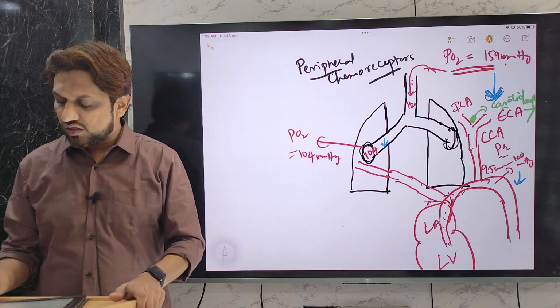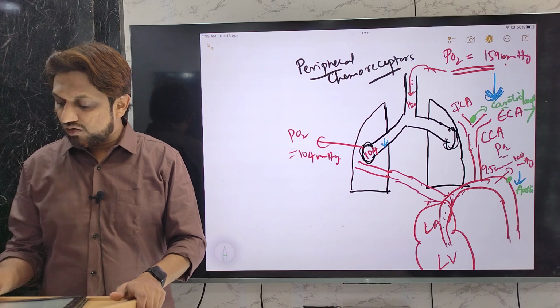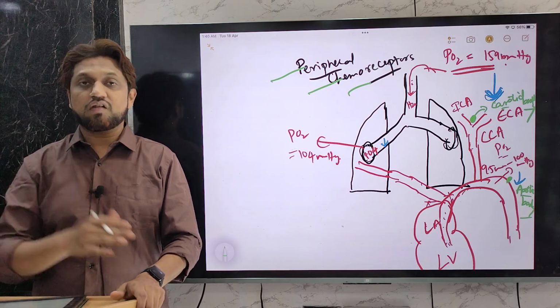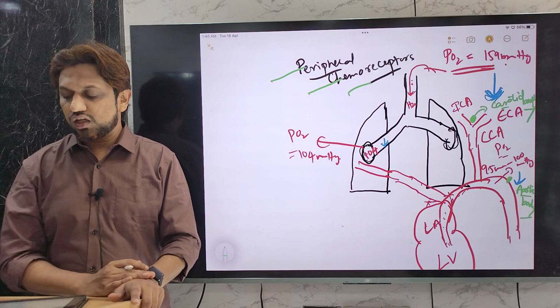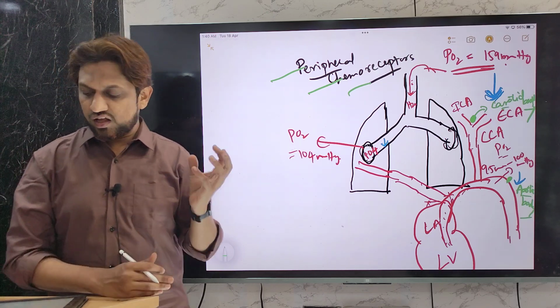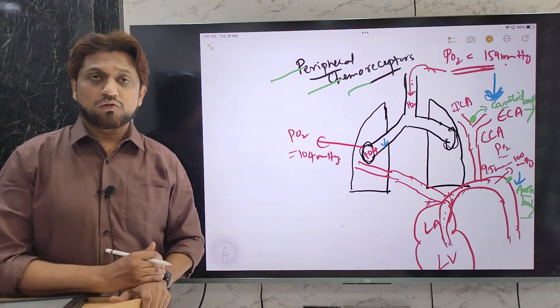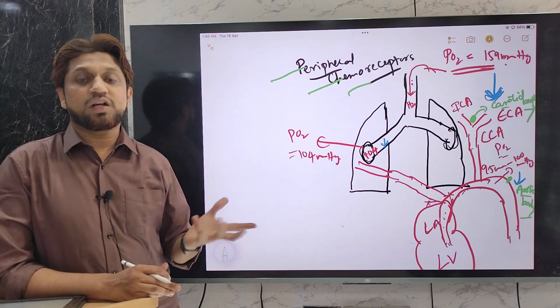Similarly, near the arch of the aorta there is one more, known as the aortic body. So the aortic body and the carotid bodies are the peripheral chemoreceptors. I have already told you their location, and you might have also studied it in the regulation of respiration. They will sense the lower amount of oxygen in the arterial blood, and once they sense it, they will send the signal to the respiratory centers.